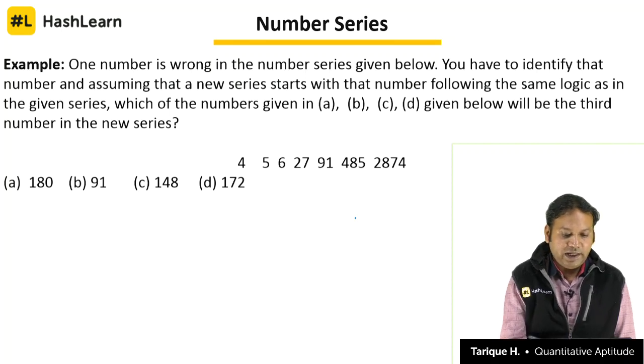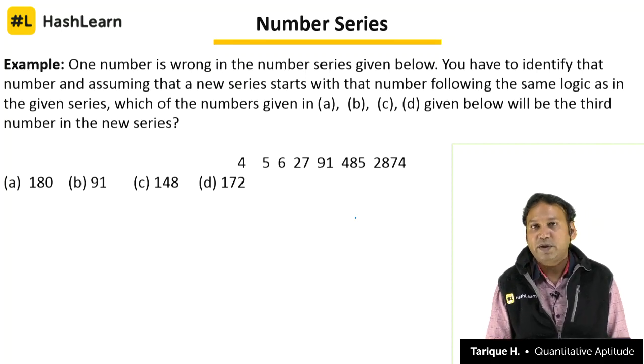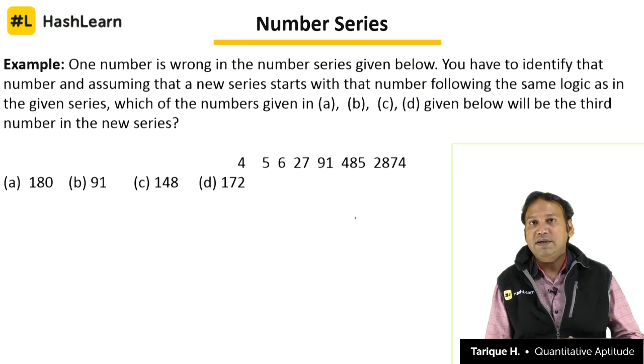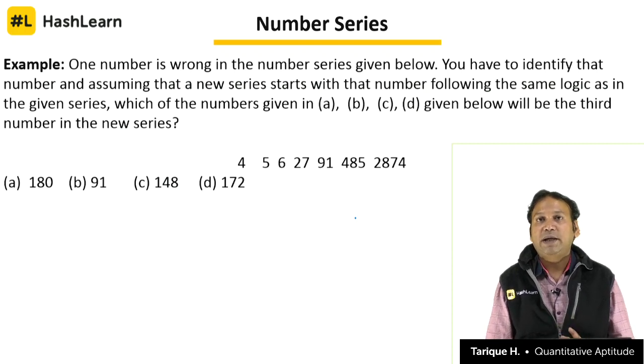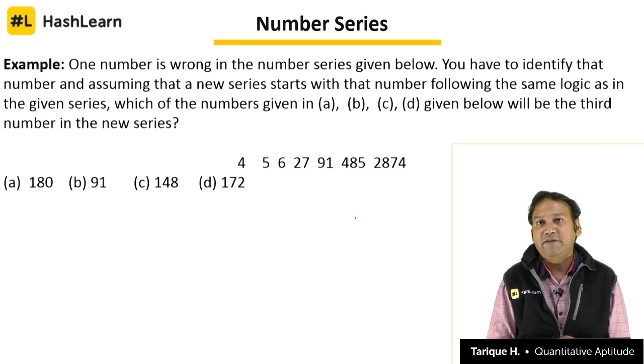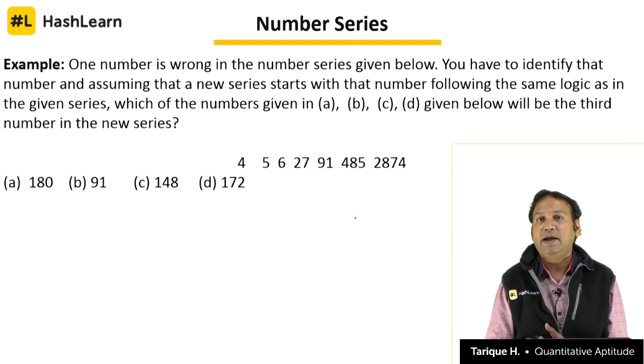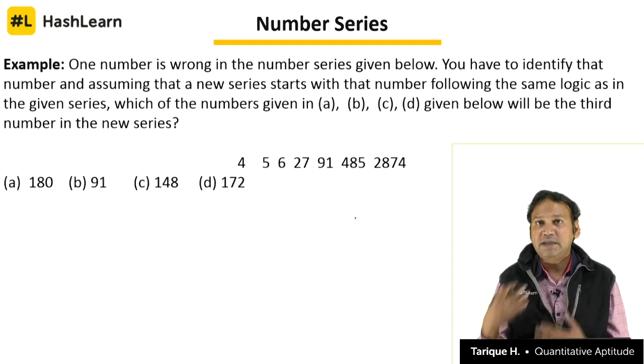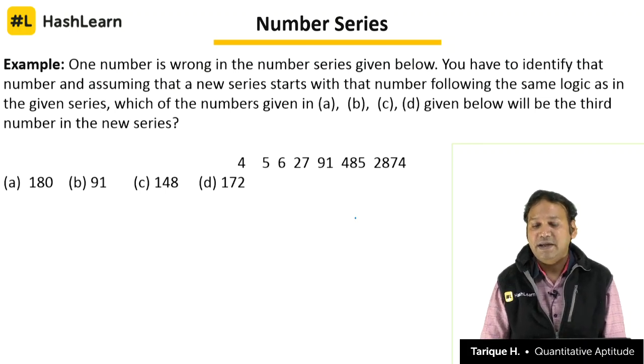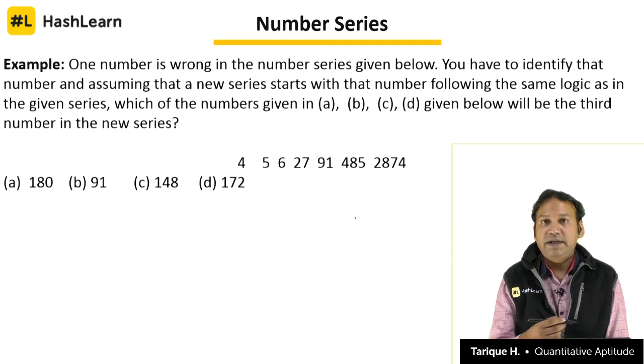Now here you can look at the direction, a lot of information you have in this question. So, wrong number series question. In the beginning of the session I told you there are 2 types. One, where you have to find only the wrong number, and second, where we have to find the wrong number, then form a new series and then solve.